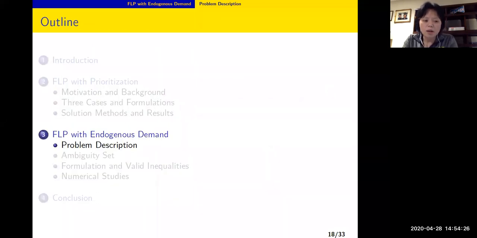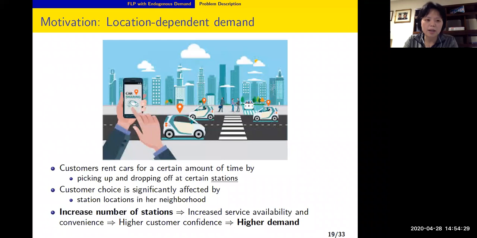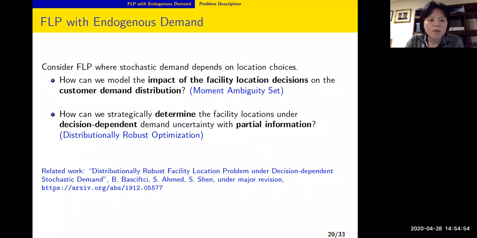Okay, so now I move on to the other part, where, as I said before, we consider endogenous uncertainty in the facility location problem. The motivation here is car sharing. If you have a nearby location that rents cars, then you're more likely to use the service, right? But the question is, how can we adapt this into the model, and what kind of model best describes this setting? The way we think about this problem is, first of all, I would like to characterize how we can model the impact of facility location decisions on customer demand distribution.